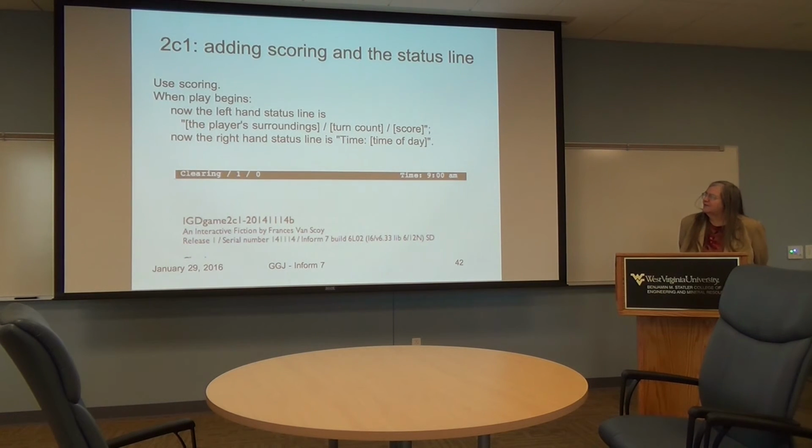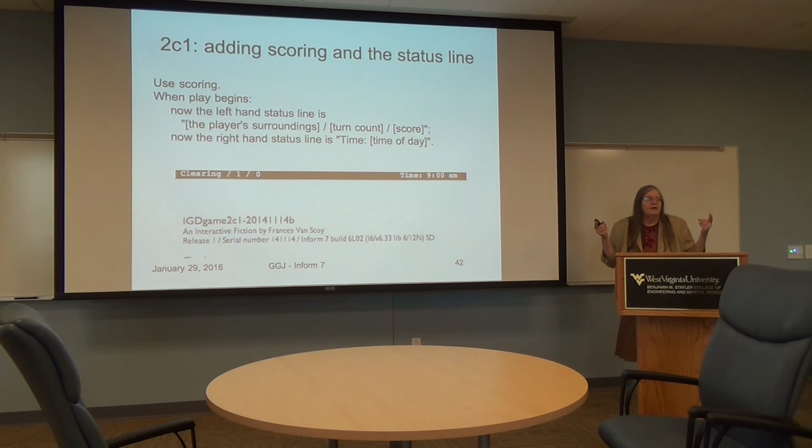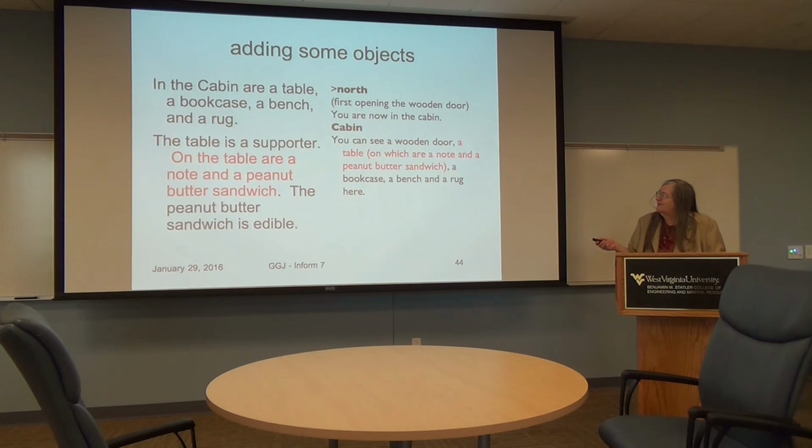We can also add scoring to the game. We turn on use scoring, and I'm trying to control the bar at the top of the gameplay space. By default, it'll give the name of the room I'm in, how many points I have, how many turns I've taken, what turn it is, what my total score is right now, and then the time of gameplay. The default is gameplay starts at 9 a.m. and every turn advances time by 1 minute, but you can change that.